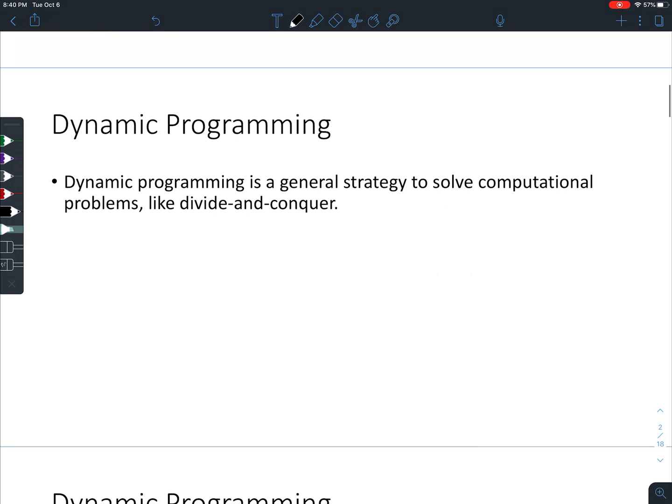Today we're going to enter the third section of our course, which is dynamic programming. In my opinion, if your dream job is to be a software engineer, most likely this is going to be the topic. Dynamic programming is going to be the topic that decides if you can get a job or not.